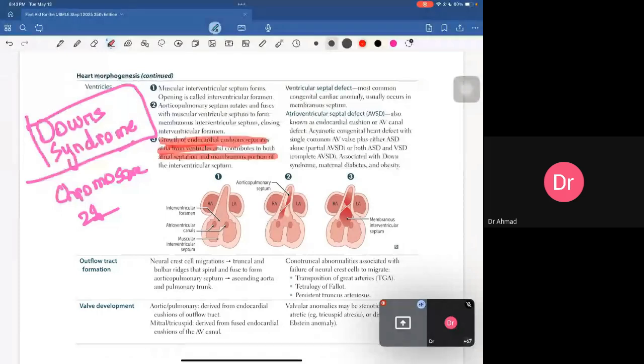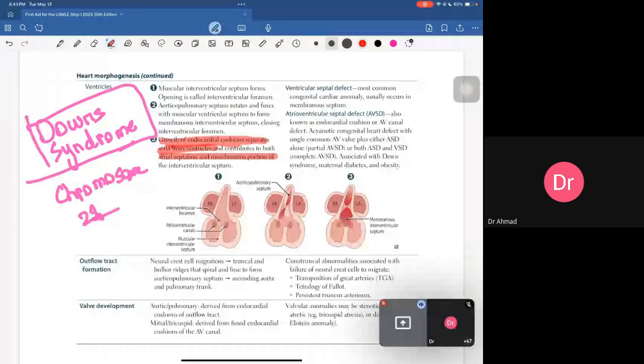And you want to know that the membranous part of the interventricular septum is formed by the endocardial cushion, and the main problem in Down syndrome is that endocardial cushion, right? So atrioventricular septal defects are very common in Down syndrome. They are also known as endocardial cushion defects, AV canal defects. Right? So these occur normally in Down syndrome.